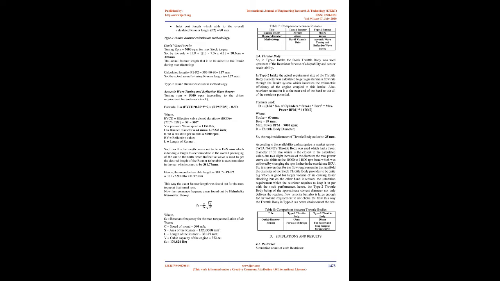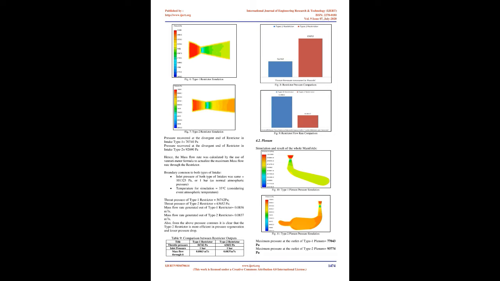Type 1 intake runner calculation methodology. David Vizard's rule. Tuning RPM equals 7000 RPM for max stock torque. So, by the rule, (17.8 + 10/7.0) x 4.3 equals 30.7 centimeters, equals 307 millimeters. The actual runner length that is to be added to the intake during manufacturing: calculated length equals 307 - P1 - P2, equals 307 - 90 - 80, equals 137 millimeters. So, the actual manufacturing runner length equals 137 millimeters.